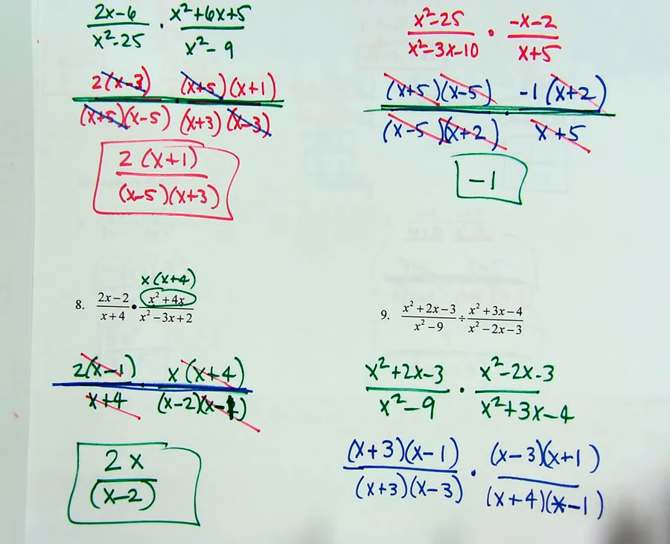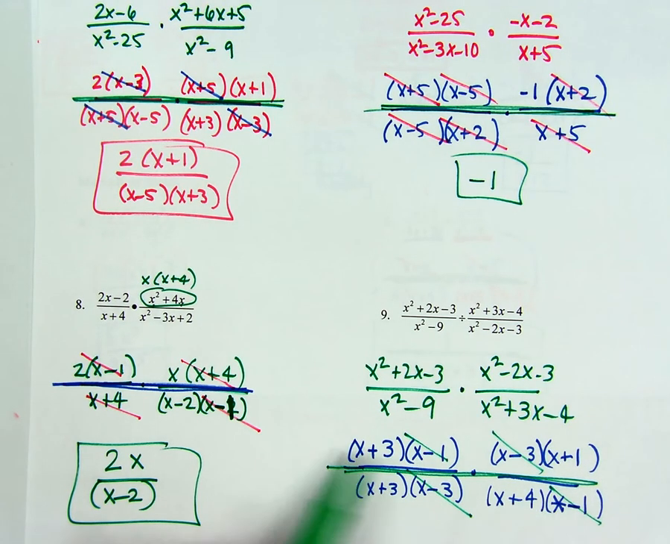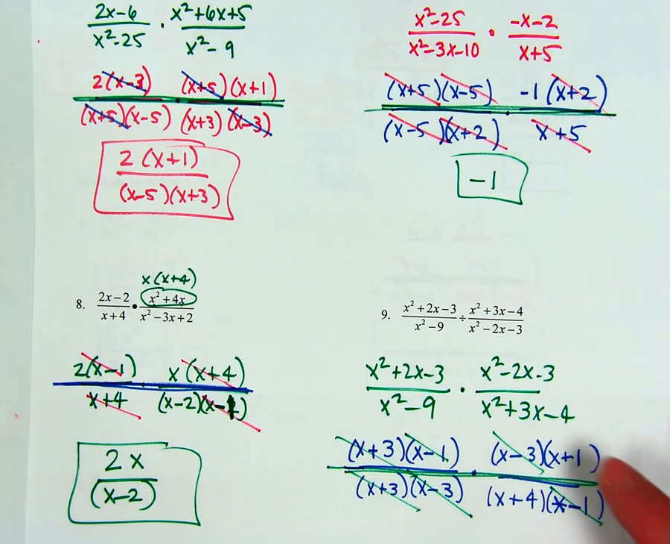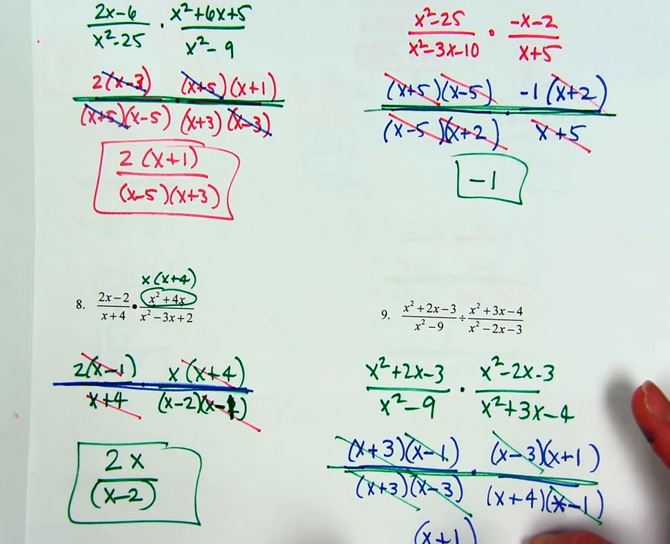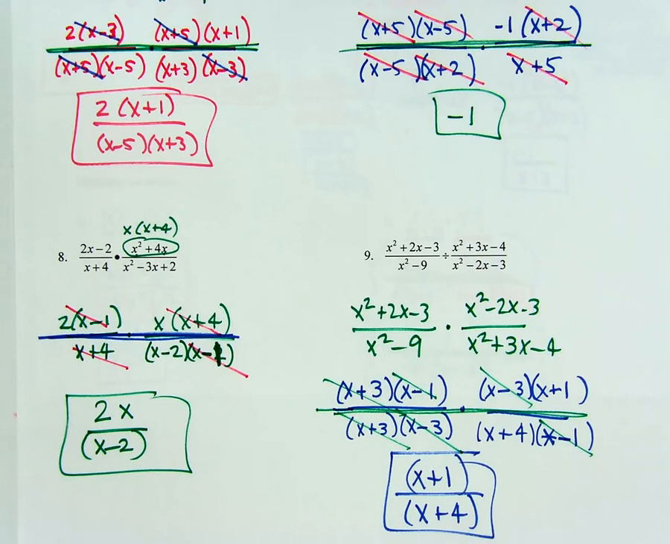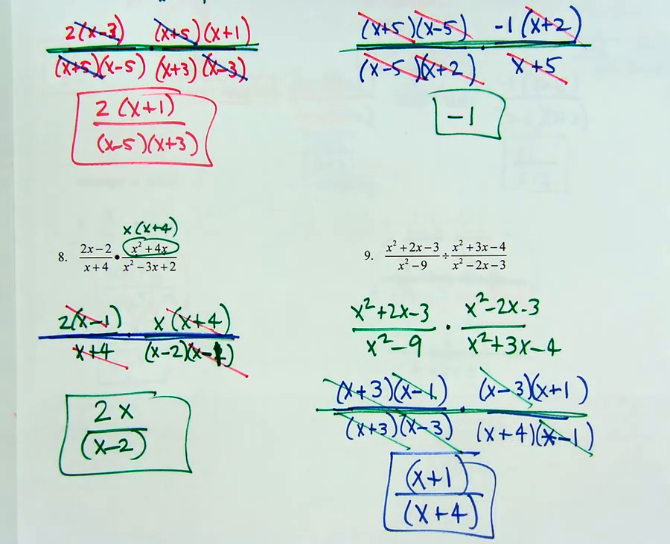Okay, so when you're done with that, look at it as one big division problem. Anything on the top and bottom that's exactly the same cancels out. So x plus 3's, x minus 3's, x minus 1's. The only thing that's left over is x plus 1 over x plus 4. And then you're all finished. Okay, make sure that you copy whatever is left over in exactly the same locations. That was on the top, that was on the bottom. So keep them where they're at.